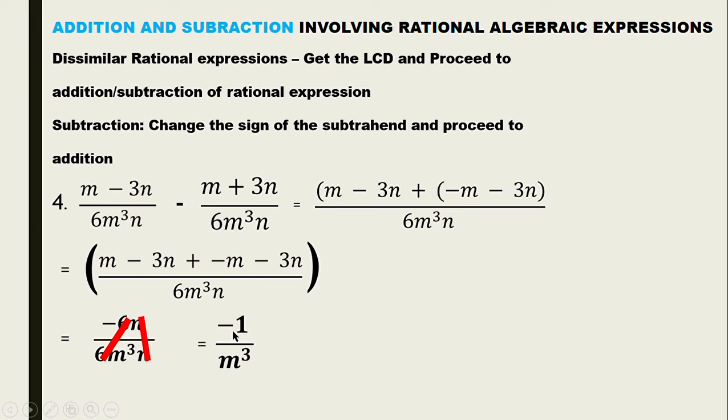Once you got that, the answer will be negative 1. And where did you get negative 1? Well, even though it's negative, remember, there's always 1. So put negative 1, and then write the remaining denominator, so it will be m cubed.